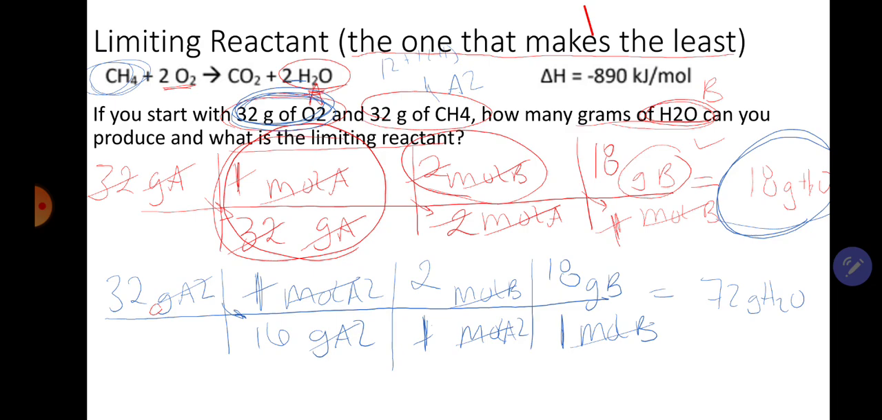So if you see limiting reactant, automatically you're going to have to make 2 tables. They might tell you the product that you're looking for. They might not. If not, then just pick the easiest one. And then whichever one produces the least, that's your limiting reactant, and that's how much you can make.